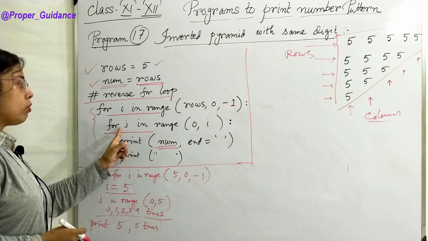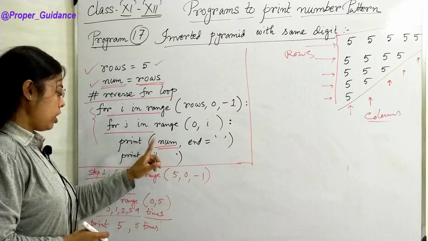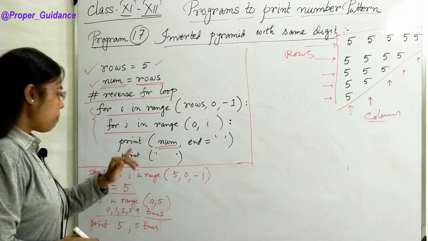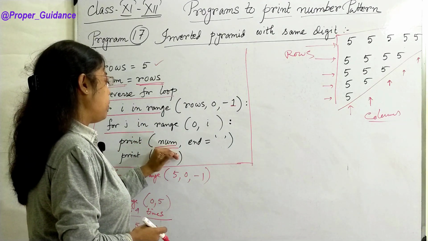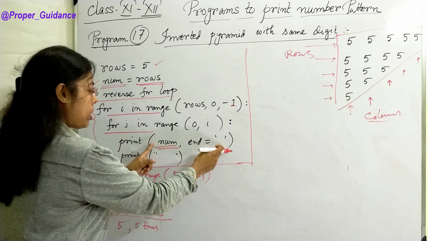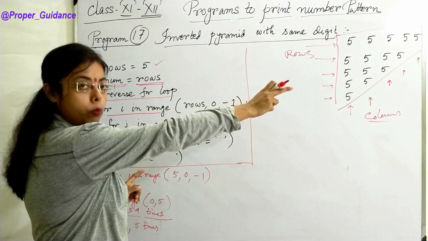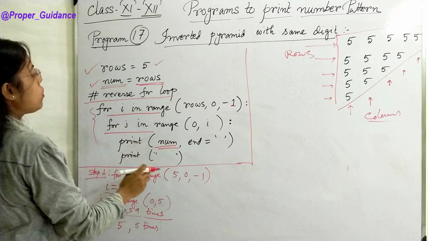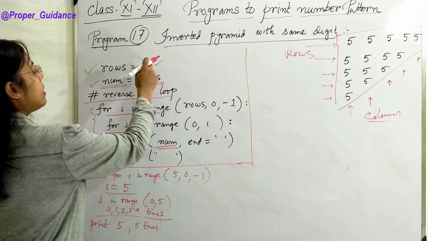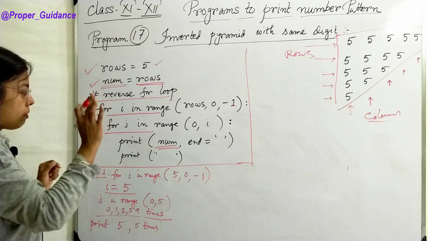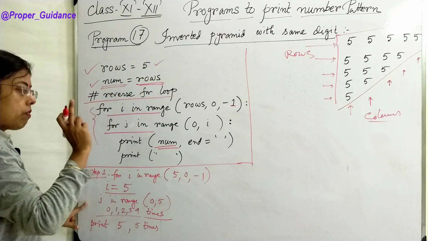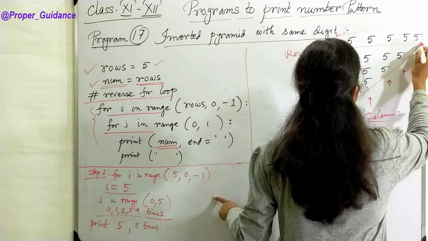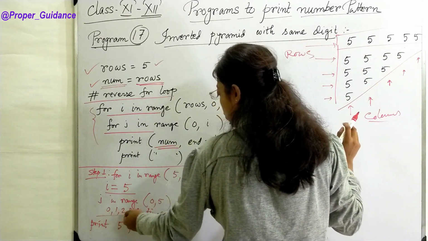Now, print what? We are not printing the value of j here, right? If we print j here, it will give you 0, 1, 2, 3, 4 in that first row. But we are printing num. Whatever you print in this statement will be shown in the output section. And num equals rows, which equals 5 here, right? In the first step that is equal to 5, and that 5 will be printed in the first row, 0, 1, 2, 3 and 4.